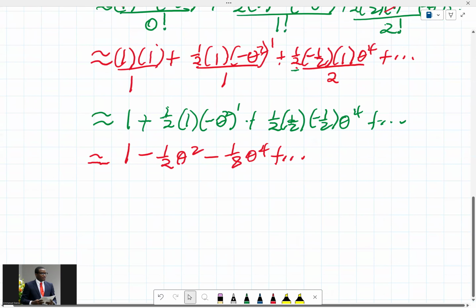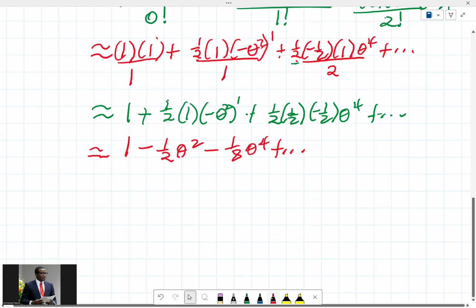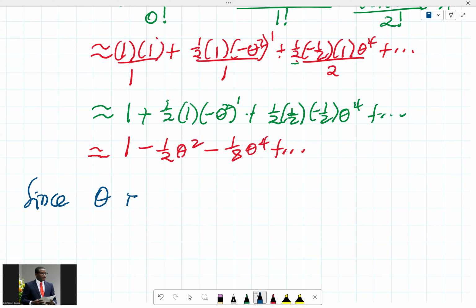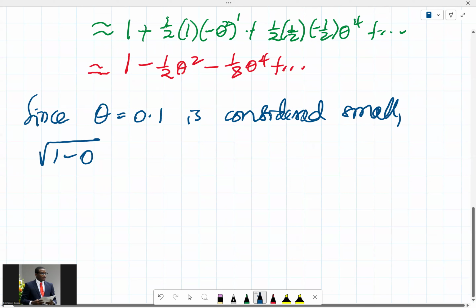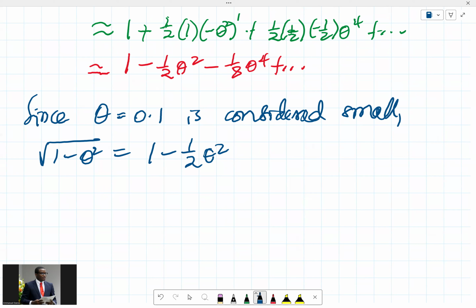Now, usually the approximation would be, we can just say since theta is very small, or I can say since theta equals 0.1 is considered small, then we can have this approximation that square root of 1 minus theta squared is 1 minus half theta squared. Because going all this way, it's more like theta raised to power 4 that you're going to have so many zeros already.